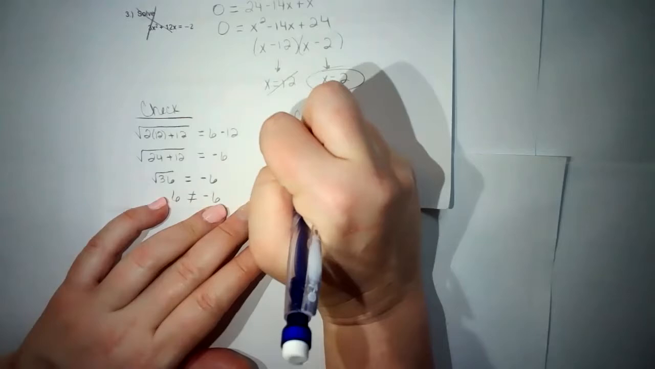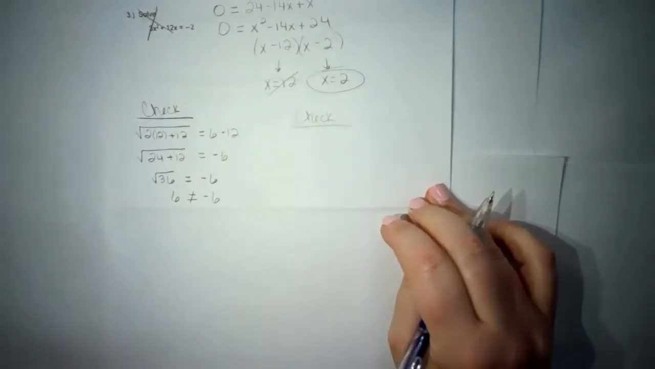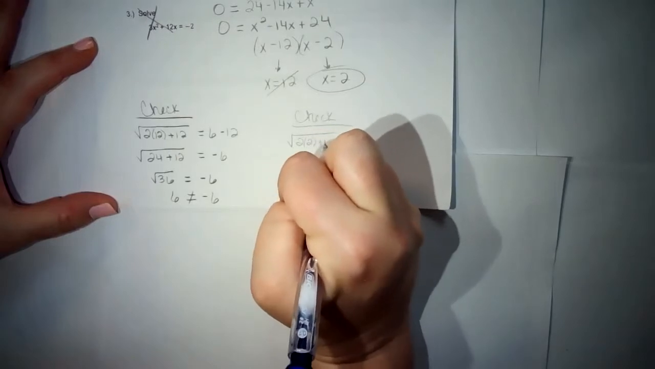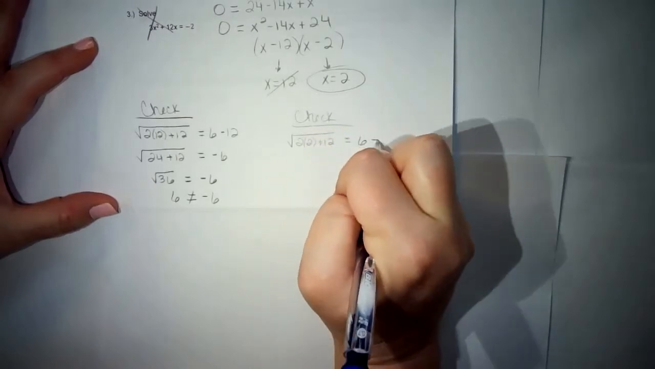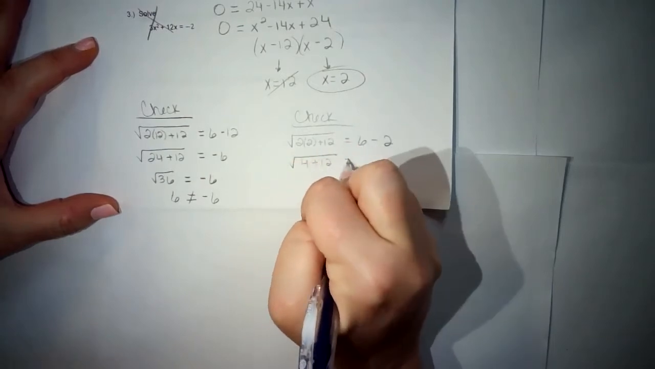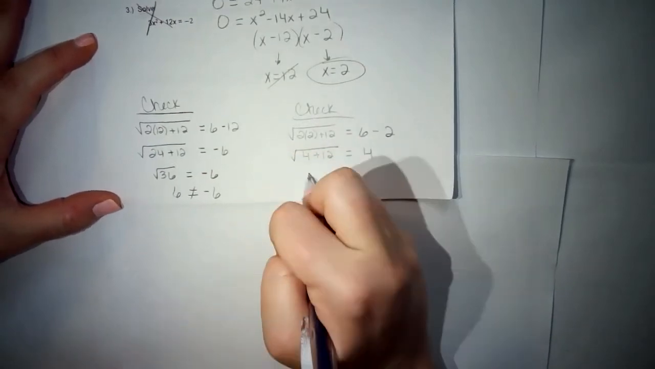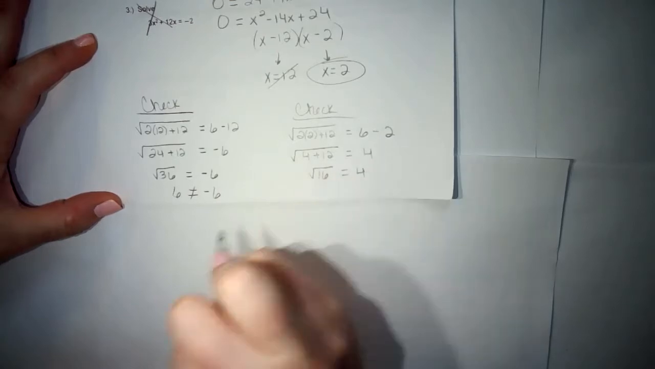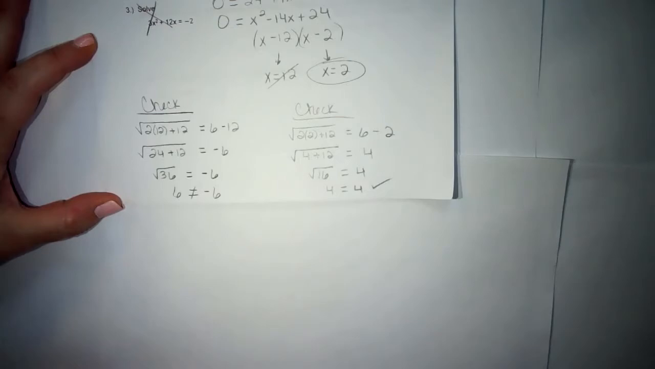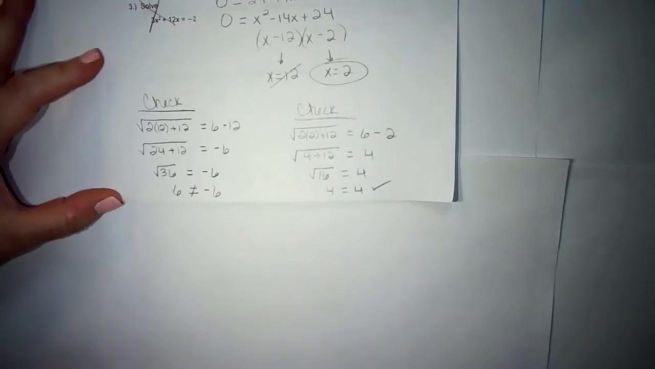Okay, let's just go ahead and check the other one just so you can see what it would look like if it worked. Okay, so I'm going to have 2 times 2 plus 12 equals 6 minus 2 on the right. This is going to be 4 plus 12 equals 4. Root of 16 equals 4. Sure enough, that's right. So you would pick the 2. Everybody got it? Okay, so check it back in the original and only one will work. Okie doke.